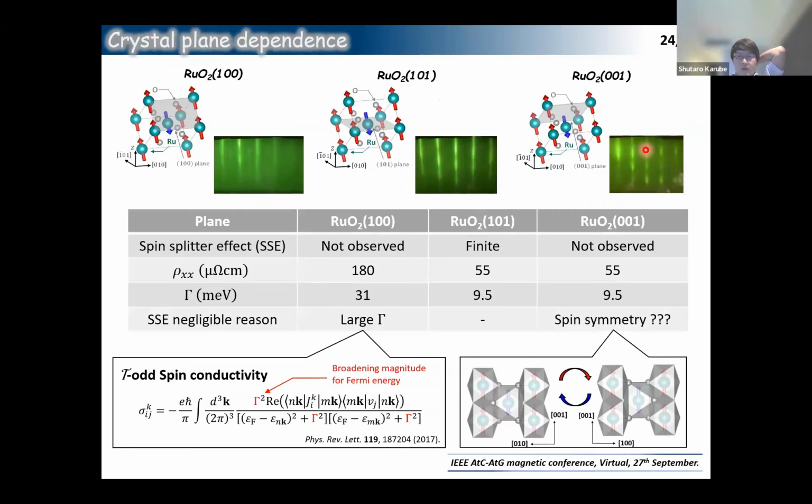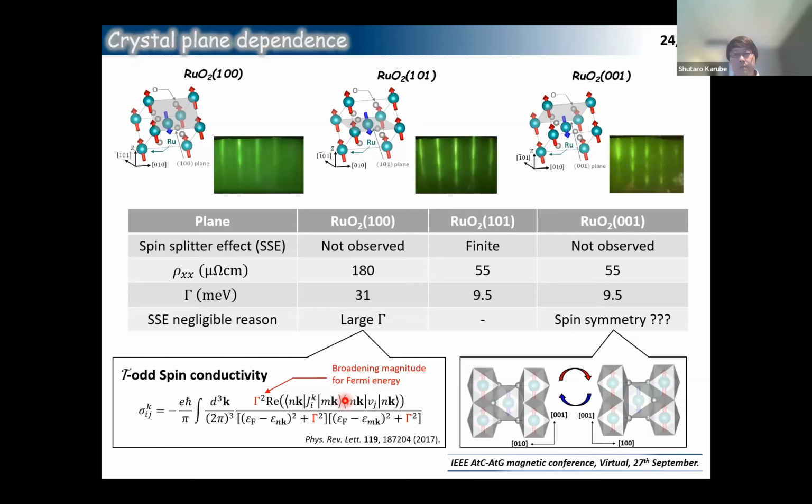So the discussion regarding the crystal orientation, the crystal plane, is quite enlightening. It appears the spin splitter effect could not be observed on ruthenium dioxide planes other than the 101. Regarding the 100, the obtained thin film has been found to have a high resistivity, leading to a higher scattering rate gamma. Since the spin splitter effect is an intrinsic phenomenon, it becomes difficult to generate a spin current when gamma is high, based on this formula of the spin conductivity. Therefore, it can be inferred the effect could not be observed on this plane due to the elevated scattering rate.